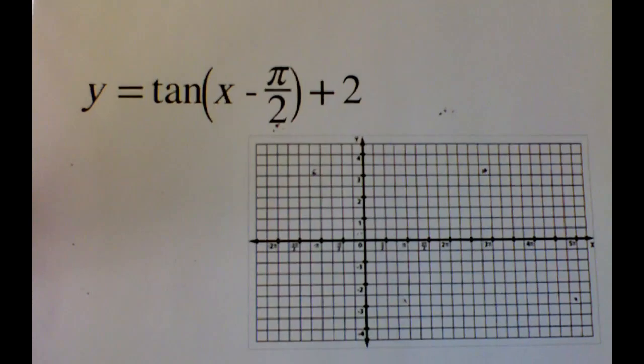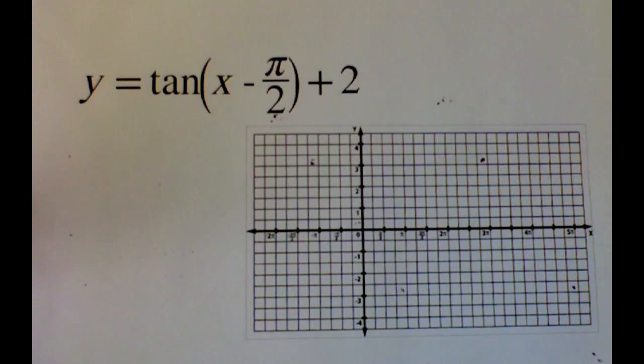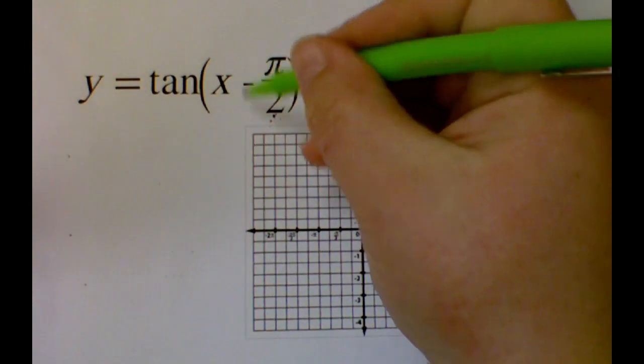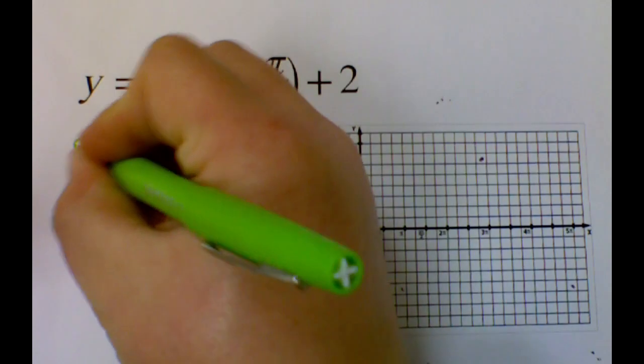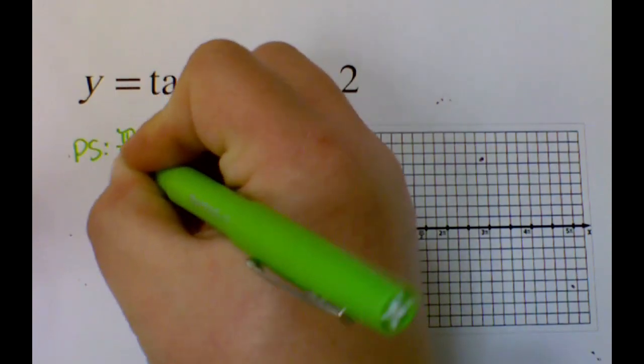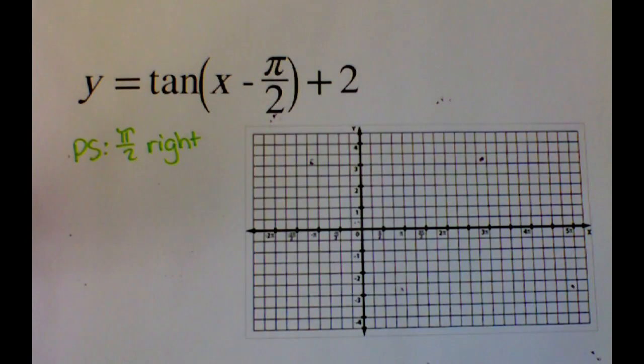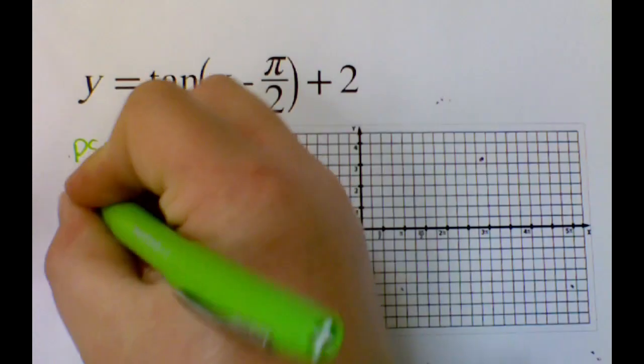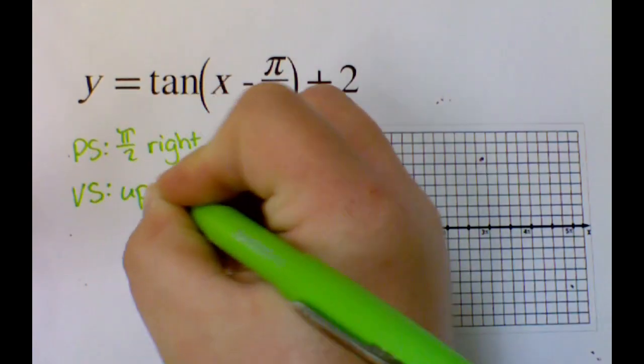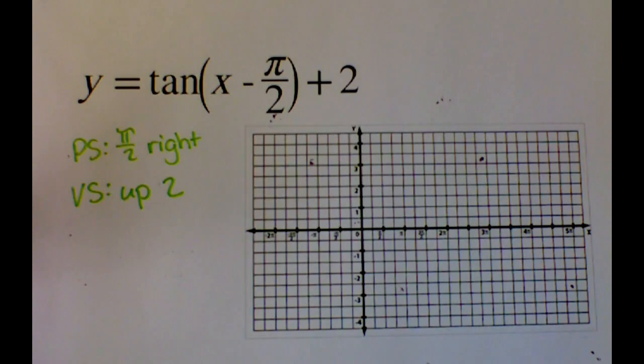For tangent of x minus pi over 2 plus 2, well, we're going to say, all right, what is our period? Actually, we'll just have a phase shift. We have a phase shift of pi over 2 to the right. Phase shifts are still going to work exactly how they did. We also have a vertical shift of up 2. Vertical shifts work the same exact way they did with sine and cosine.